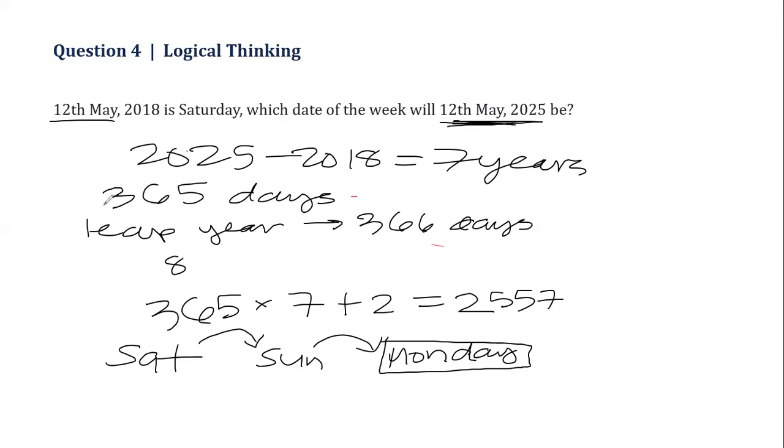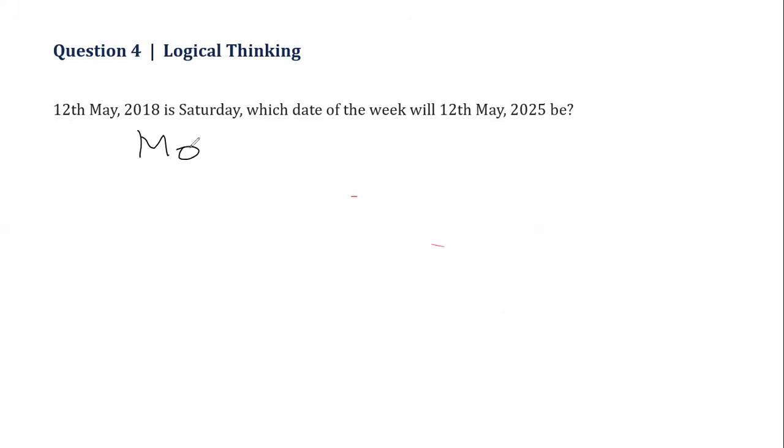Alternatively, we can also use what was suggested, and instead of putting 365 days, we can just replace it with 1, since 365 divided by 7 leaves a remainder of 1. So that's it for this question. The answer is Monday. Any questions? No, teacher. Okay.